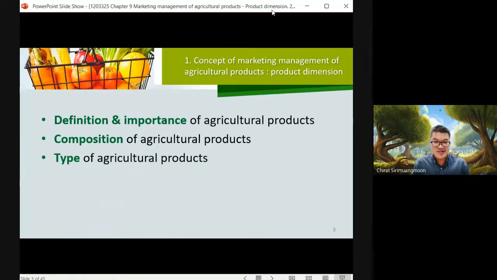For the first topic, I'm going to provide you the definition and importance of agricultural products. I will give you a clearer picture. When you think about a product, it's not just the things that you can touch, but other things can be called a product as well. Then, what is the composition of agricultural products, and what are the types? We have many dimensions that we can think about, in terms of the consumers and the physical things. We might classify agricultural products in different ways.